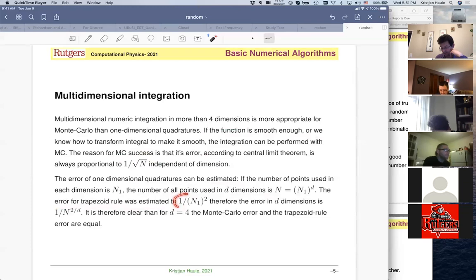So basically the trapezoid rule has error which is proportional to delta h squared, which is proportional to 1 over n1 squared, isn't it? Now, for Simpson's rule, the scaling is slightly better in the sense that this is delta h to the 4, which is proportional to 1 over n1 to the 4. But still, the point is that this precision goes like that. And now in d dimensions, we can express n1 in terms of n, the number of all points in d dimensions. If we substitute this here, we see that this goes as 1 over n to the 2 over d. So now if d is 4, we see that this precision is 1 over square root of n.